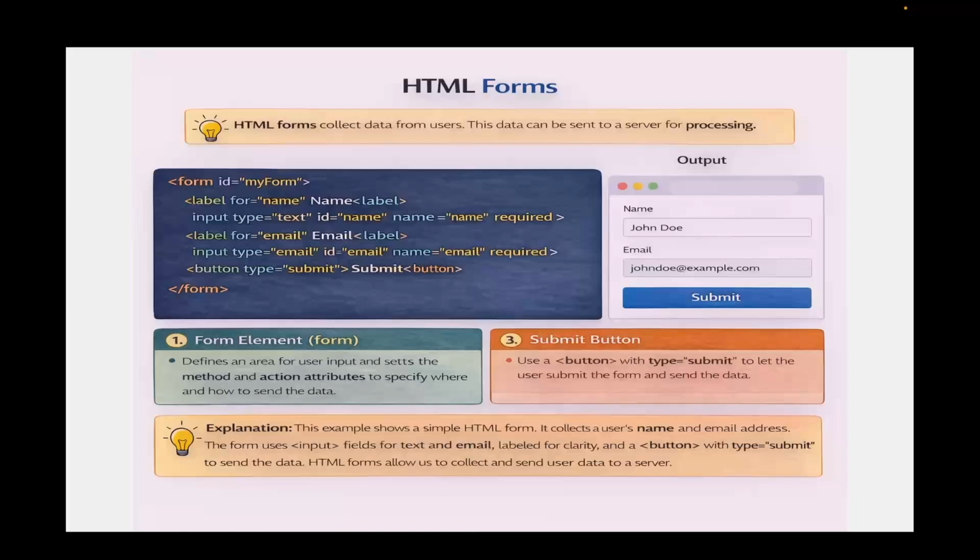HTML forms. These collect data from the user because this data can be sent to the server for processing. So this example shows a simple HTML form. It collects a user's name and email address. The form uses input fields for text and email, label for clarity, and a button with type submit to send the data. So HTML forms allow us to collect and send user data to a server.